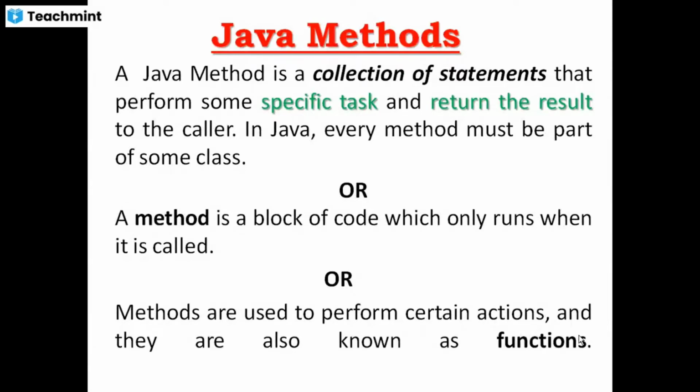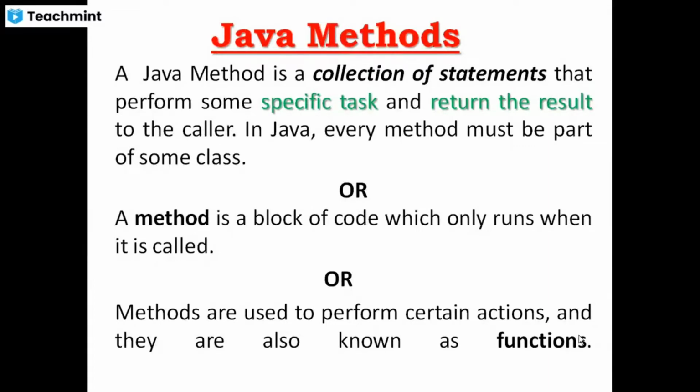Children, in simple language, we can say we collect multiple statements together to perform some specific task. Suppose we want to add two numbers, and that task is going to be repeated for us. That means we need to complete that task again and again. So we require a method, we require a function which can be helpful for us multiple times.